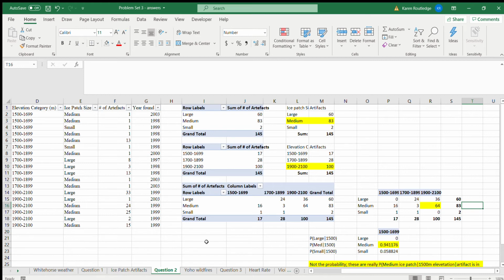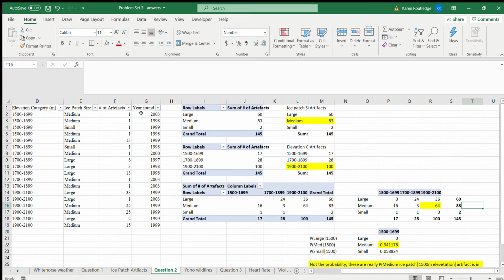Part A asked us for the ice patch size that was most likely to have an artifact in it. Well, here we just make a pivot table that has the ice patch size and the sum of artifacts. So the sum part is important.